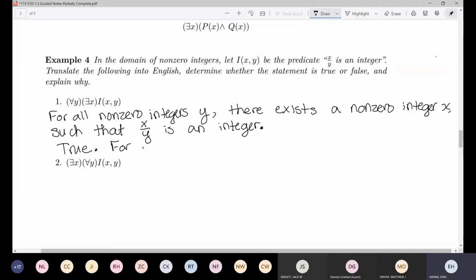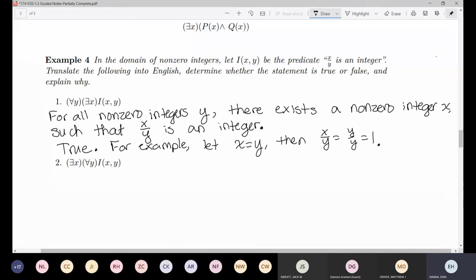For example, there's multiple examples you can give here, but as our little explanation of why, for example, let x equal y. Then x over y equals y over y equals 1, which is an integer. So we've just found no matter what y value I give you, you can literally just spit the same number back to me and it's an integer. You could also spit me any multiple of that number that I give you and you'll be fine as well. Does that make sense?